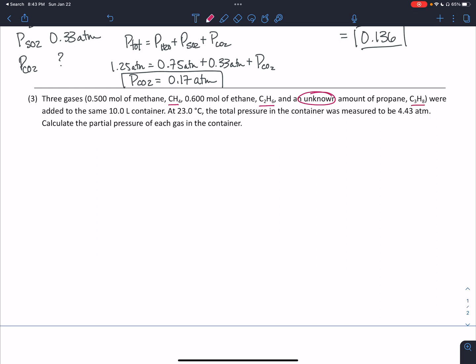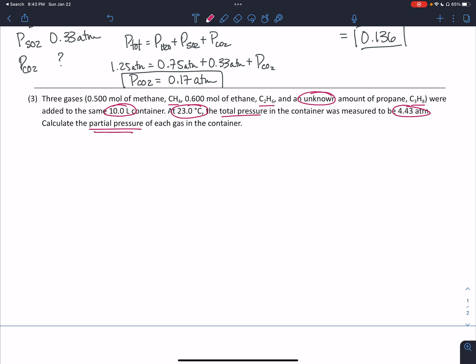They were all put into the same container that had a volume of 10 liters, and at a temperature of 23 degrees Celsius, the total pressure was measured to be 4.43 atmospheres. Calculate the partial pressures of each gas in the container.